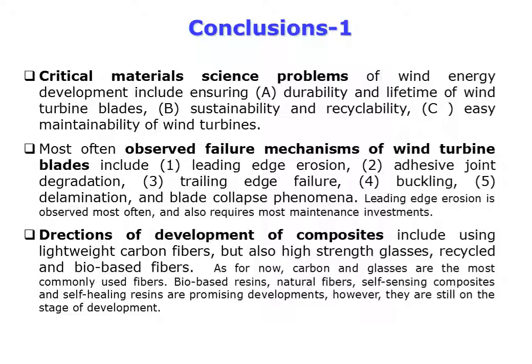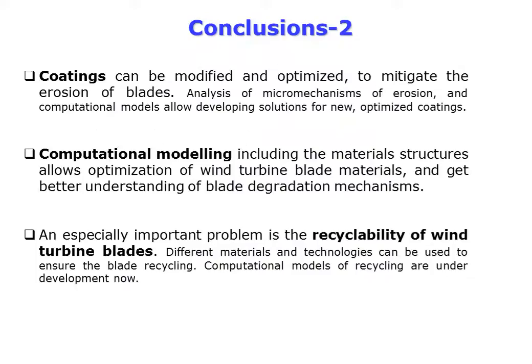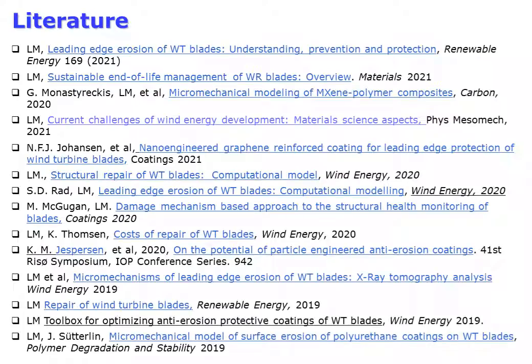Bio-based resins, natural fibers, self-sensing, and self-healing composites are promising developments, and are under development now. Coatings can be modified and optimized to mitigate the erosion of blades. Computational modeling, including the material structures, allows optimization of blade materials, and better understanding of blade degradation mechanisms. Here, you can see some references related to this area. Feel free to drop me a line if you need these publications.